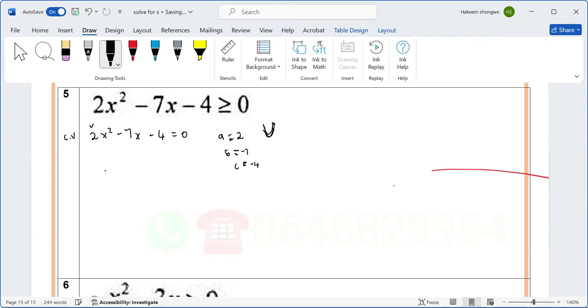-4. Okay. Then we're going to have X equal to minus, open bracket, -7, plus and minus, -7 all squared, minus 4 times 2 multiplied by -4, all over 2 multiplied by 2.